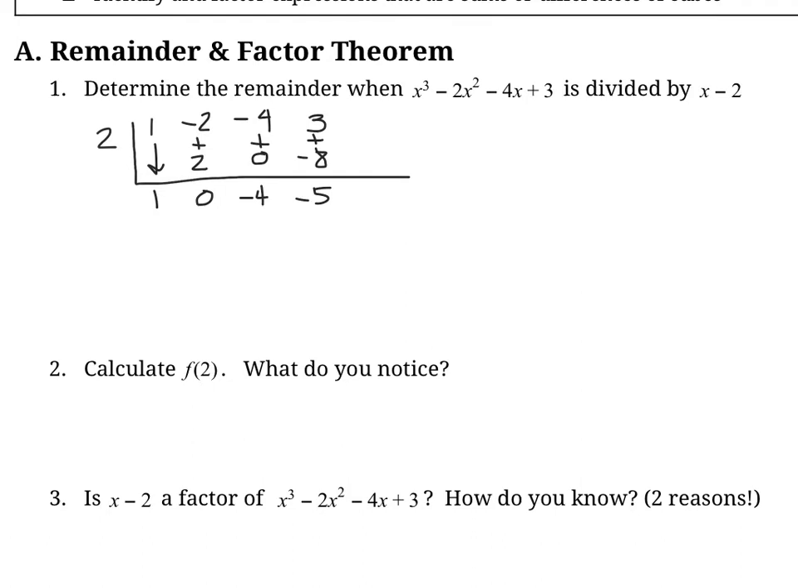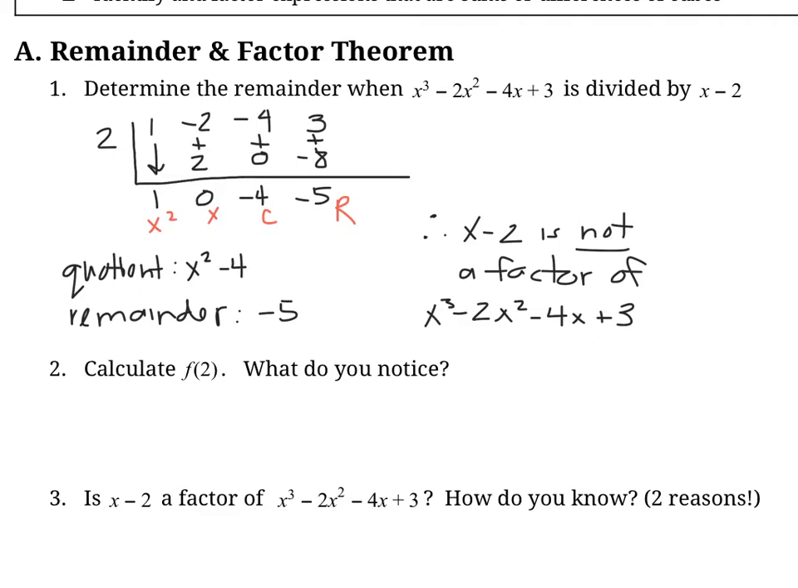We're left with these numbers here, so let's label them from right to left. The last number is our remainder. This is our constant term, this is our x term, and this is our x squared term, which means that we get a quotient of x squared minus 4 with a remainder of -5. So our conclusion is that x minus 2 must not be a factor of this polynomial since its remainder isn't 0.